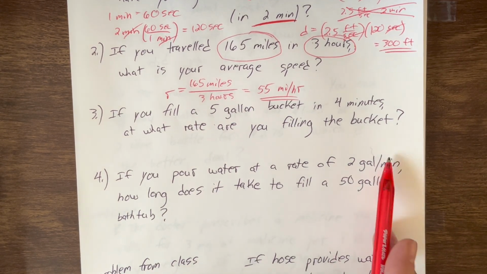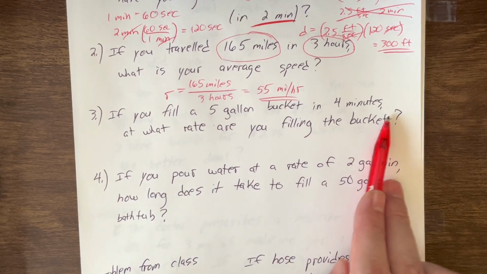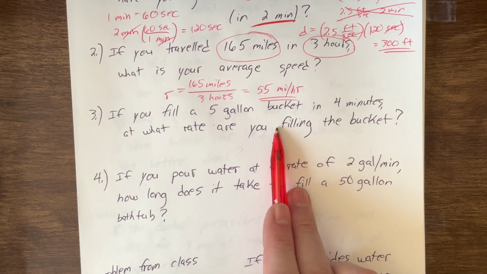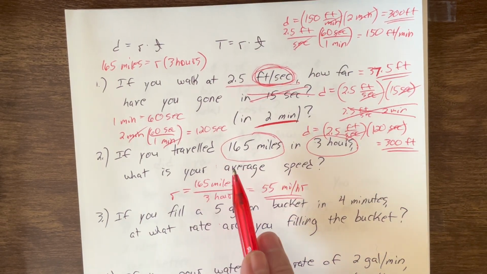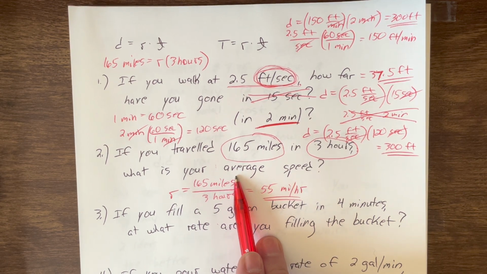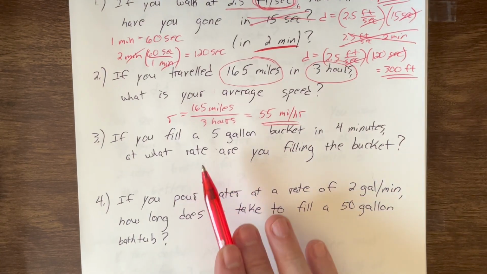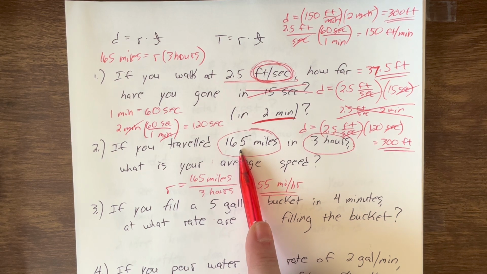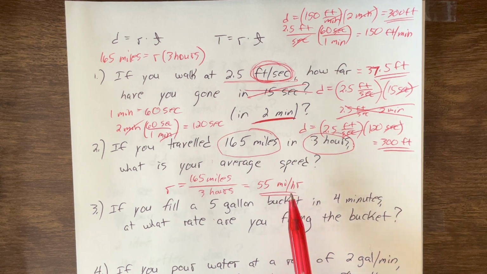In number 3, you fill a 5-gallon bucket in 4 minutes. At what rate are you filling the bucket? This question is almost the exact same thing as this question. The only difference is this idea of rate. Well, when we talk about traveling, we already have a word for that. We call it speed. But that's exactly what we're looking for here. Here we have the total distance traveled, total time spent. We divided that to get the rate of speed.